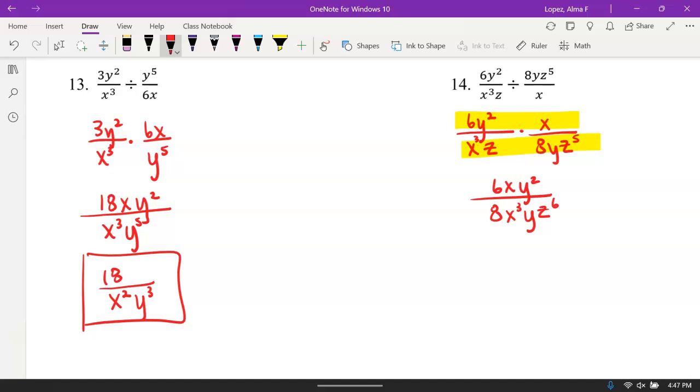6 over 8 reduces by a factor of 2, which will leave behind a 3/4. An x in the top and 3 on the bottom reduce to an x squared in the denominator. The y squared and the y on the bottom reduce and leave 1 y in the numerator. And there's only 1 z term, and he's already got a positive exponent, so he's going to stay wherever he's at.